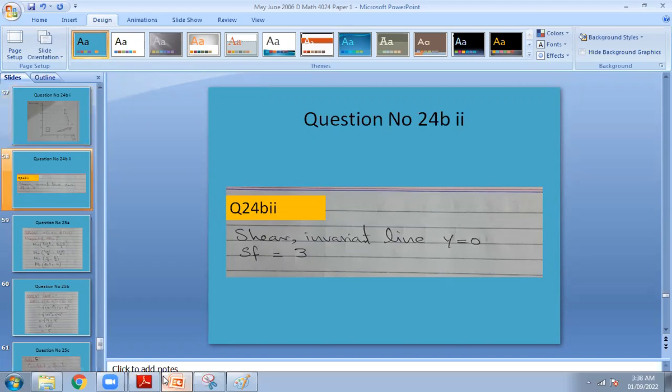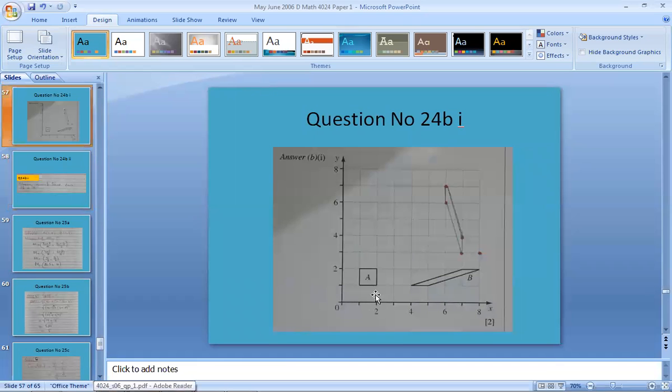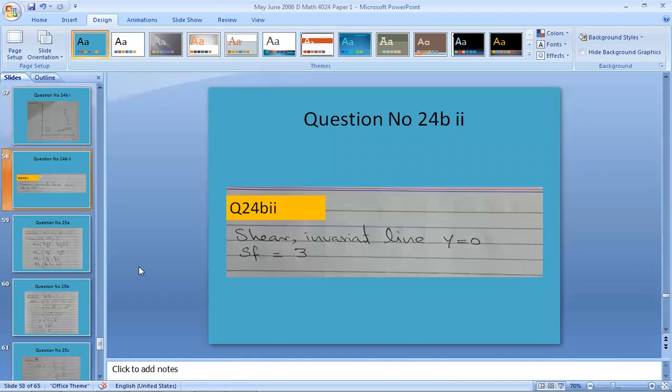So how do I know that the scale factor is 3? Because this point is 1 above the invariant line, and it moved 1, 2, and 3 steps. This point is 1 above, it moved 1, 2, 3 steps. This point is 2 above, 1, 2, and it will move 6 steps. 1, 2, 3, 4, 5, 6. So from there, I know that the scale factor is 3.